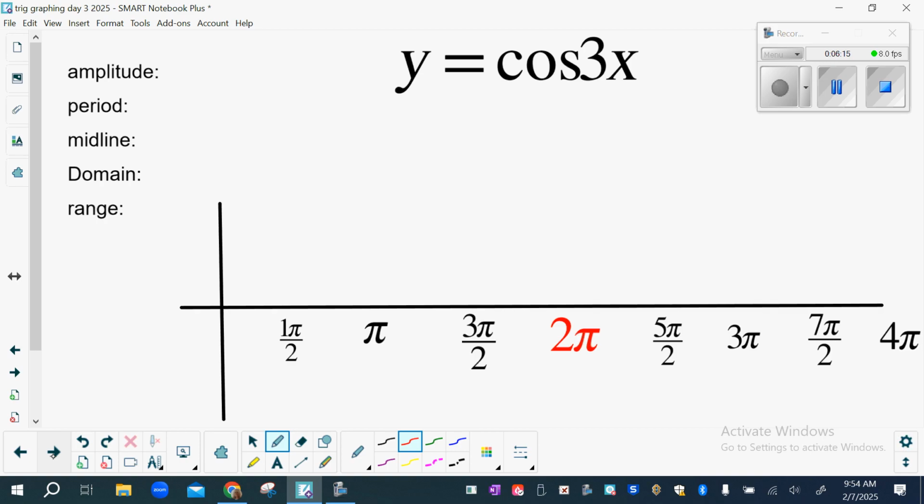First thing that we know, our amplitude is this guy right here. What's in front of this guy? 1. He's just going to go up and down 1. We're going to skip period for a minute. That's the new thing. We're going to come to that. How about what's added on? That's our midline.